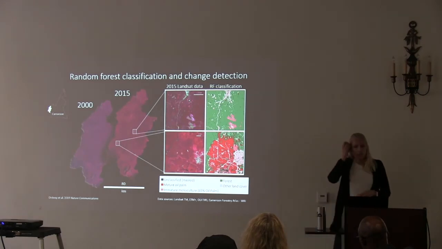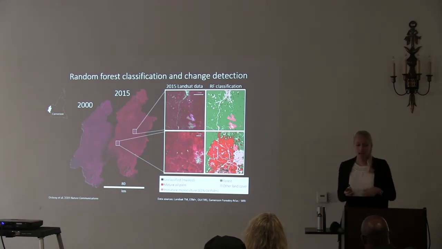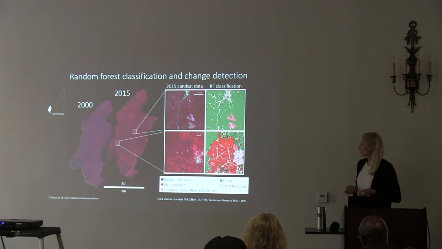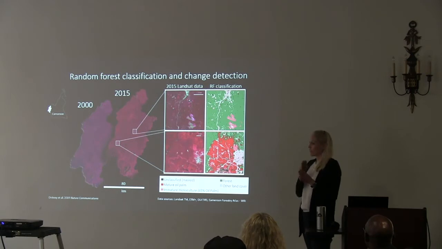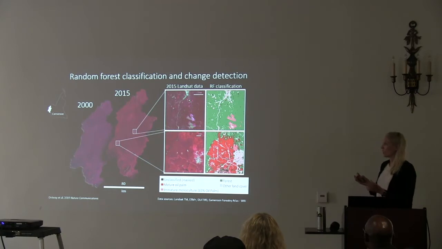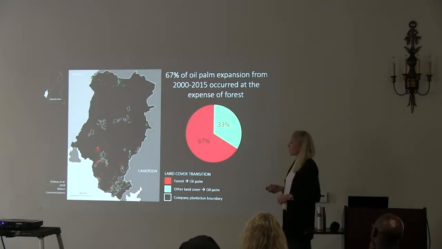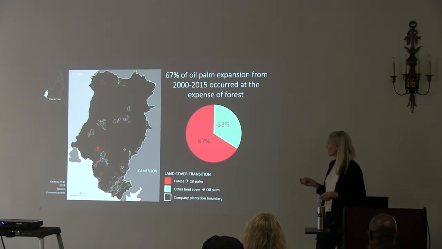So I conducted a remote sensing analysis in southwest Cameroon, which is the top oil palm producing region in the country. And it actually remains about 86% forested. And I used a random forest classifier, which is a machine learning approach, to classify Landsat satellite imagery for the year 2000 to 2015, so the period that we saw that really big boom in expansion. And I did this to identify where oil palm was on the landscape and what land cover it was expanding into, what it was replacing. So what I found was that over 2/3 of oil palm expansion since 2000 resulted in forest conversion, shown here in red.